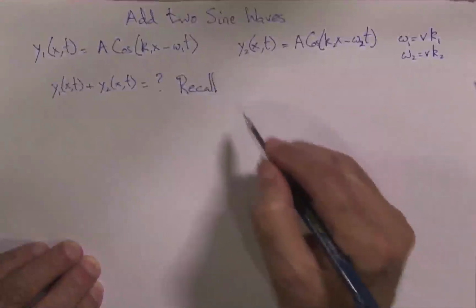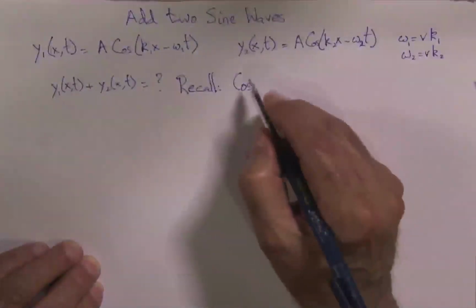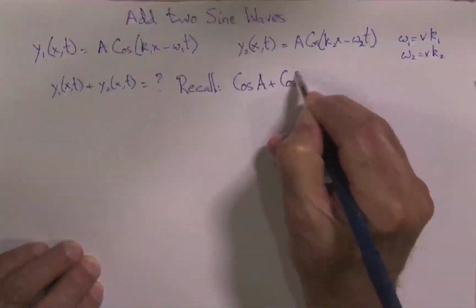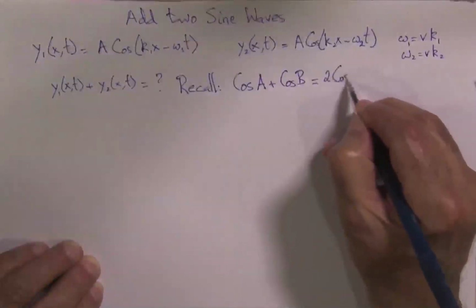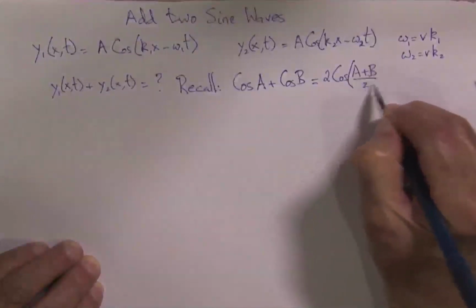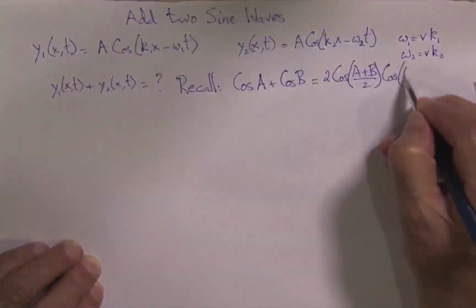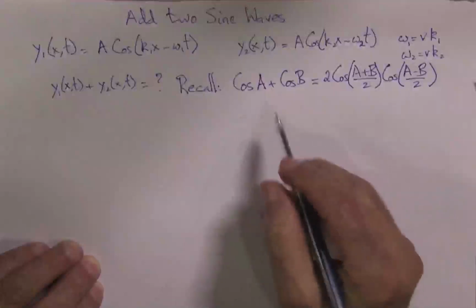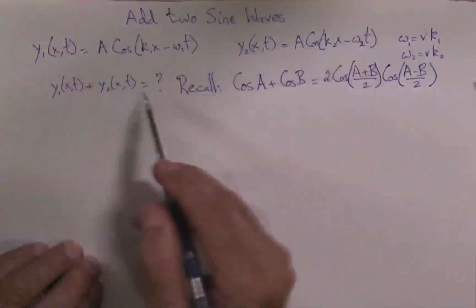You probably saw this in school, but let's repeat it here. If you take the cos of A and you add it to the cos of B, then this is 2 times the cosine of the sum of the two, (A+B)/2, times the cosine of the difference, (A minus B)/2. And now let's apply this to this plus this to calculate that.